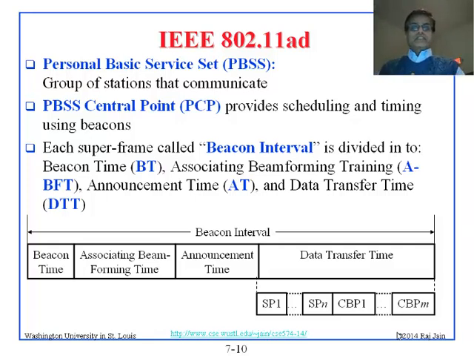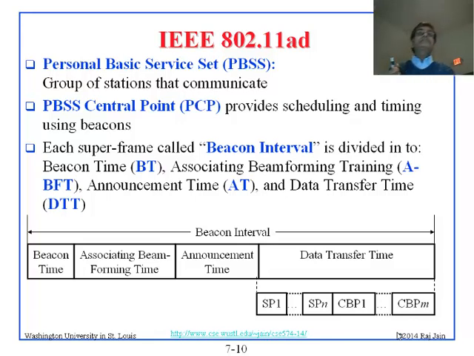First thing you define is the basic service set, and we call it personal basic service set, PBSS. If you remember before, we had BSS, basic service set, a basic service area, BSA. Then we had extended service set, ESS. Now we have PBSS, which is the personal basic service set, basically the group of stations which form one network. And there is the PBSS control point, or central point. The PCP does the scheduling and timing.